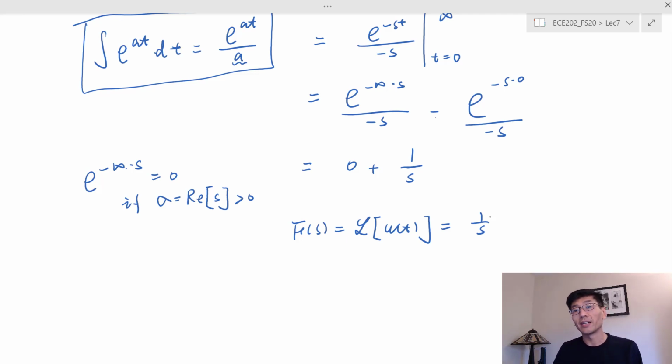Okay, so that's for this second topic. We're going to look at the impulse, the unit impulse function and its Laplace transform.